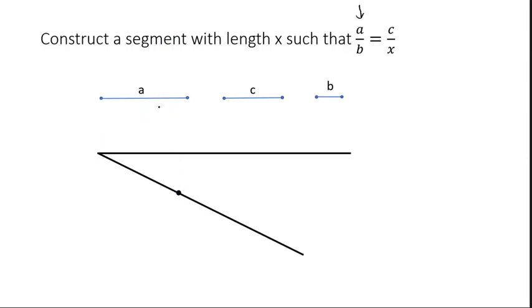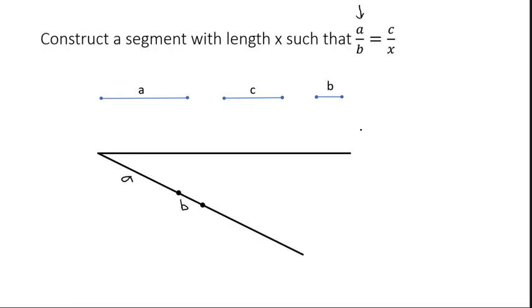Then we measure the length of b, and add that to this segment here. So we go to this point we just created, mark off the length of segment b, and get this point right here. So what we have is the length of a, and this is the length of b.